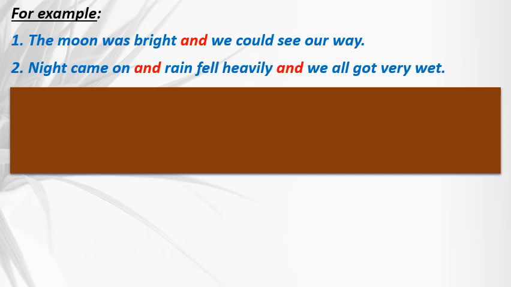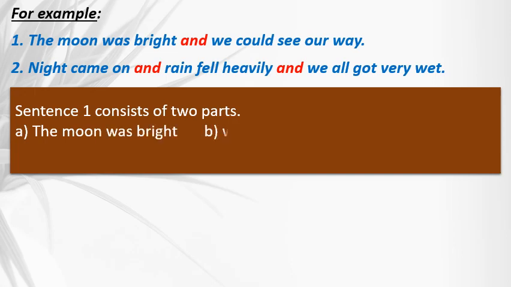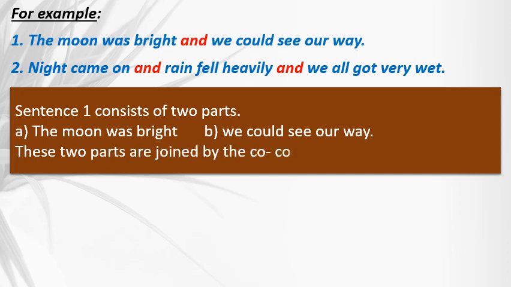Sentence 1 consists of two parts. Number 1. The moon was bright. Number 2. We could see our way. These two parts are joined by the coordinating conjunction and.